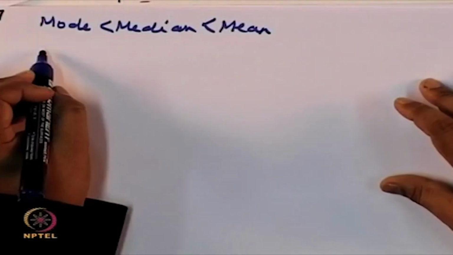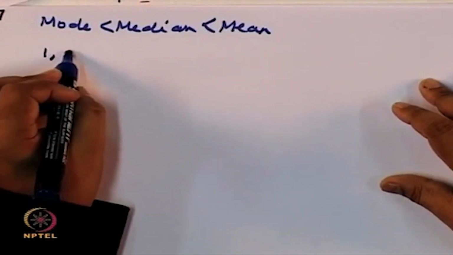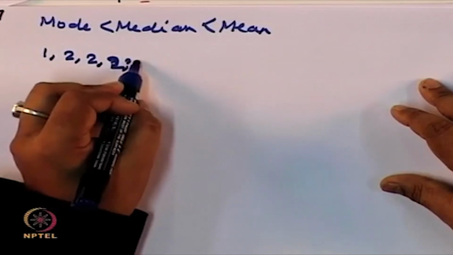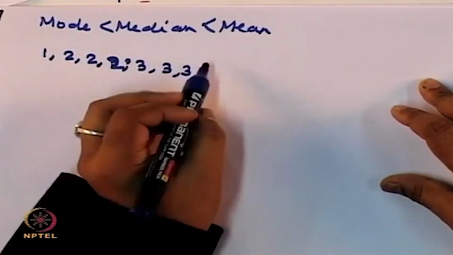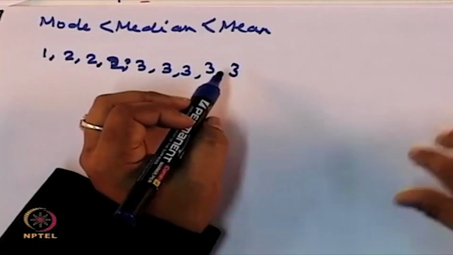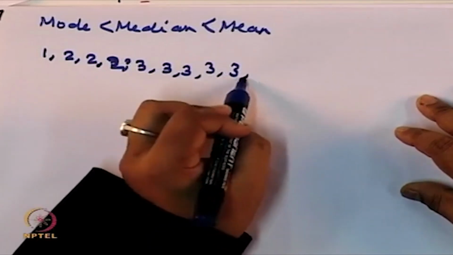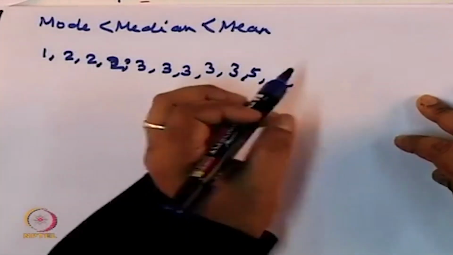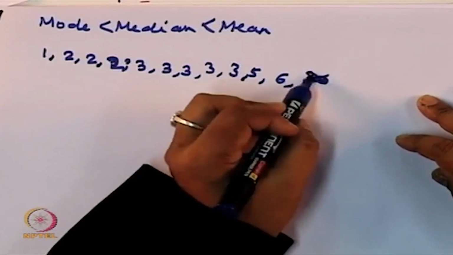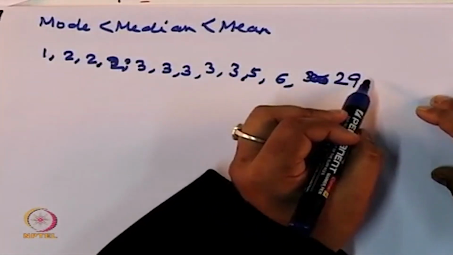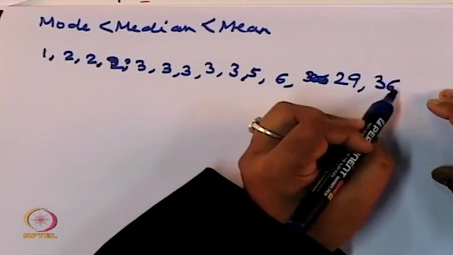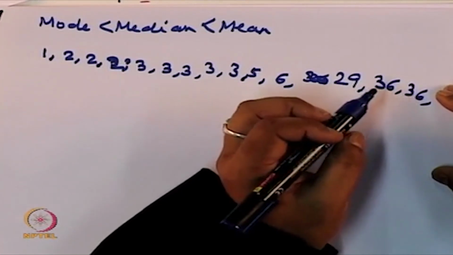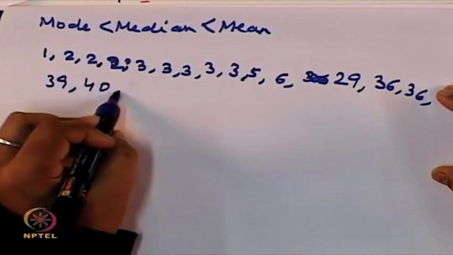If you look at the data set and I arrange them in order: 2, then another 2, 3, 3, 3, 3, 3, there are 5 3s, there is no 4, there is 1 5, 1 6, then you have 29, 36, 36, 39, 40, 41.